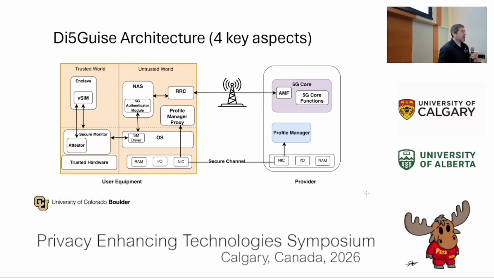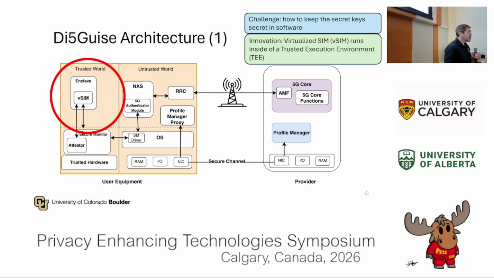All right, so here is a picture of our architecture. I'll go through the four key aspects of this in the subsequent slides, but just to orient you on what you're seeing in this picture. On the right-hand side is the provider. This is the cellular operator, all their software, the base stations, and so forth. On the left-hand side is the user equipment, or your phone, and we'll go through each piece. All right, so the first challenge to overcome is how to keep the secret keys secret in software.